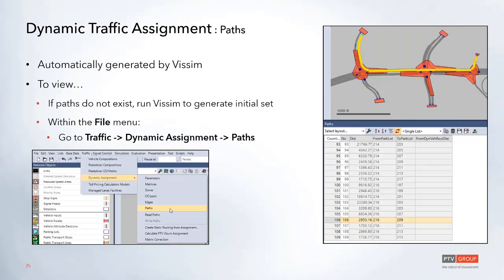So in order to view these paths, we'll go back to our favorite new menu here, which is under Traffic, Dynamic Assignment, and then Paths. And this will just open up the path list so that you can click through and check and see all of the different paths that are getting generated. And in order to view these paths, you will need to run Vissim at least once. The very first time you do this, it will just generate paths based on the shortest distance.